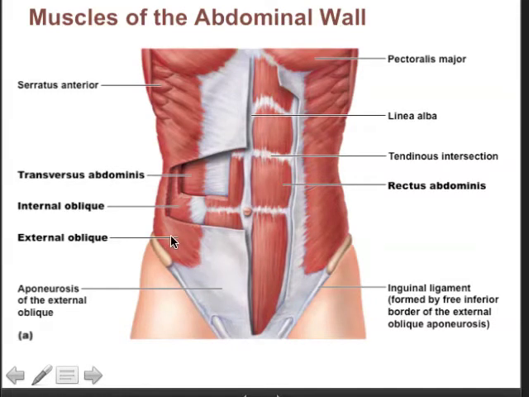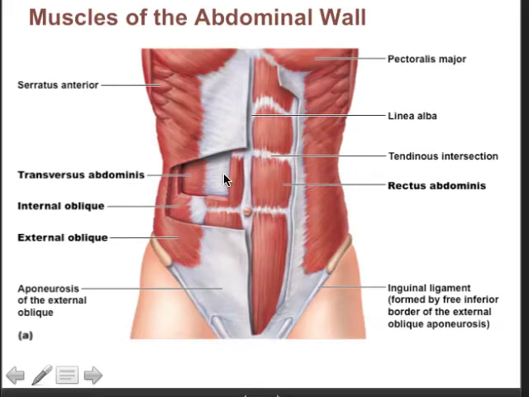to the body. The internal obliques, which you can see over here on this side, which are underneath the externals, and again are named that because their fibers run at an angle to the long axis of the body. And the transverse abdominis, which is the deepest layer of abdominal muscle tissue, whose fibers run at a right angle to the long axis of the body.